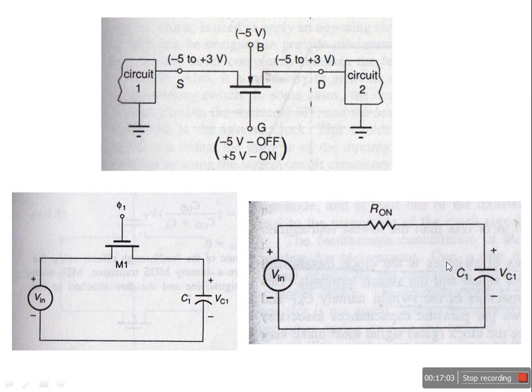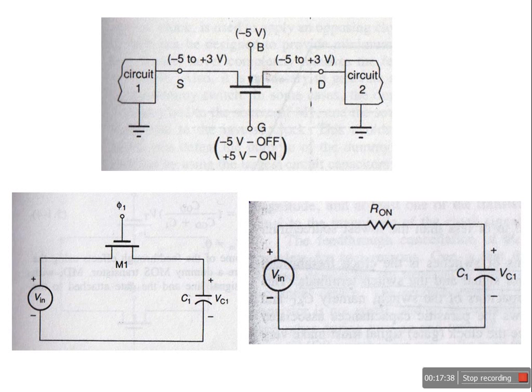So this is the equivalent circuit of this. In the on condition, practically there is resistance, that is R on. So MOSFET is replaced with its own resistance R on. Current will flow through this R on and capacitor will be charged. So there is time constant, which is RC, R on into C1. So this will be the time taken to charge the capacitor C1.